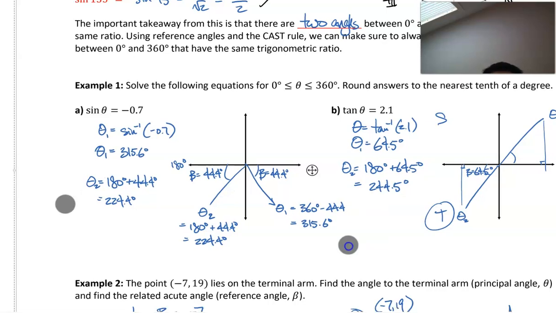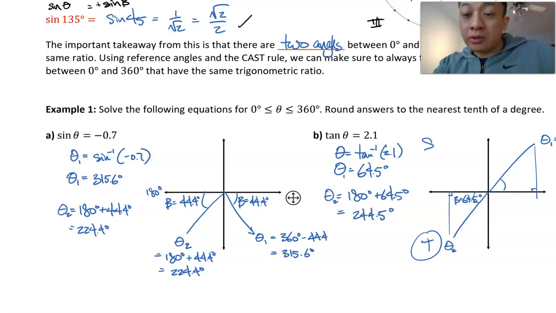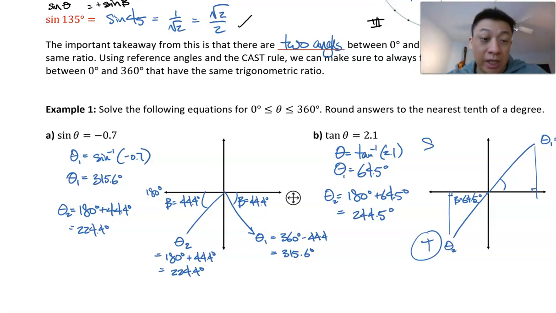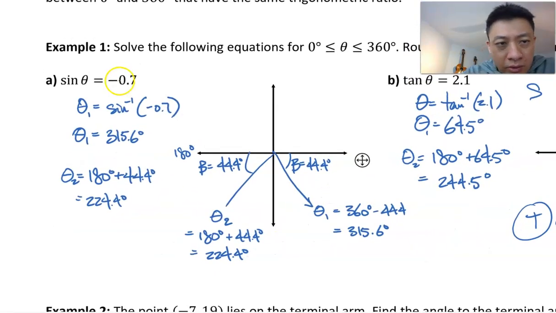Let's look at one example over here. It says solve the following equations for theta, where theta is in between 0 and 360, including 0 and 360, and then round your answers to the nearest tenth of a degree. So we're going to look at this one. It says sine theta is equal to negative 0.7.